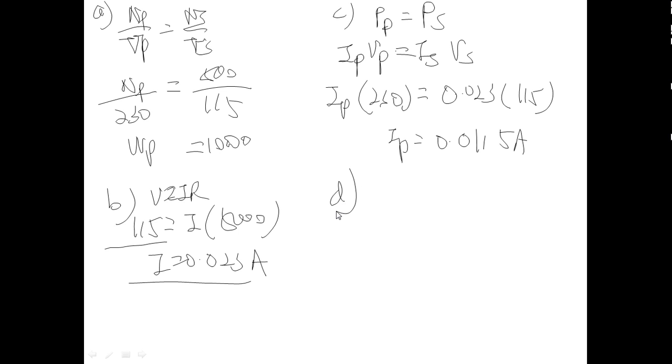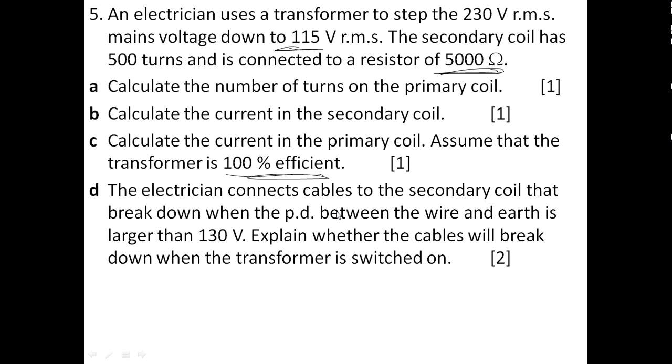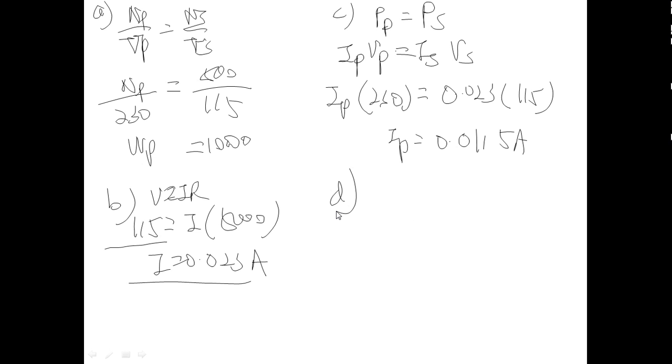Okay, now in part D, it says they use a cable that can only last up to 130 volts. It means when the voltage is larger than 130 volts, the secondary coil will break down. So they want to ask you whether this transformer will break the wire. What I have to find here is actually the V naught.